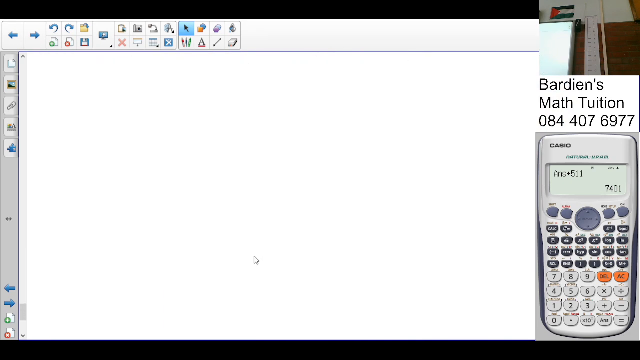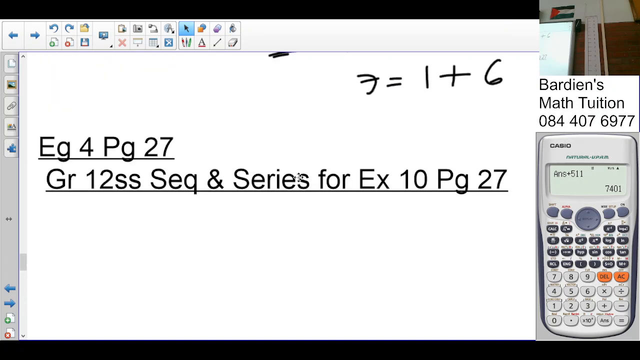So at this point, you should be able to do exercise 10, and that's on page 27. That basically brings us to the end of this chapter.